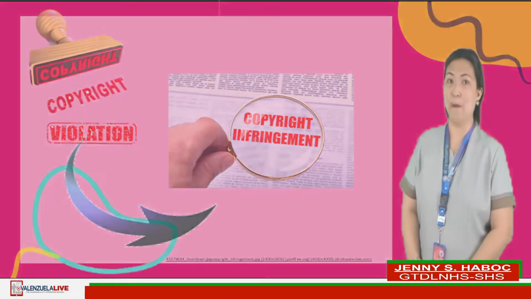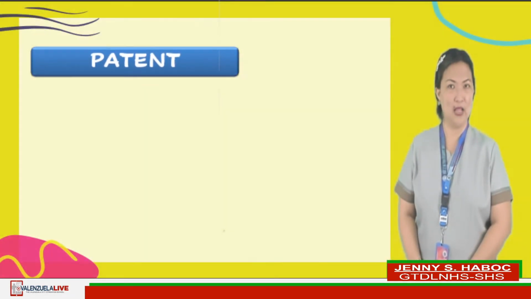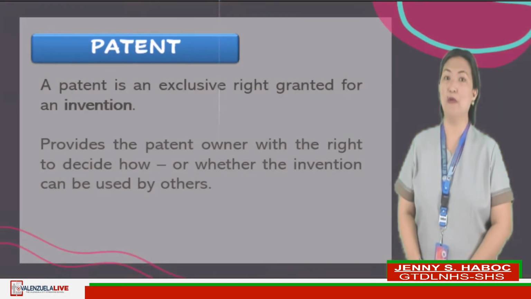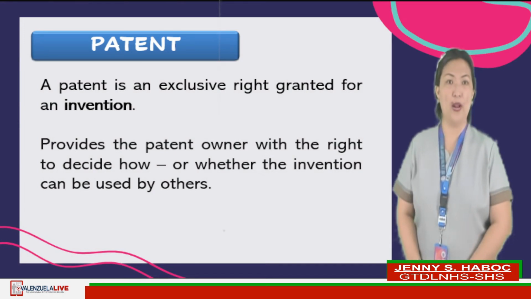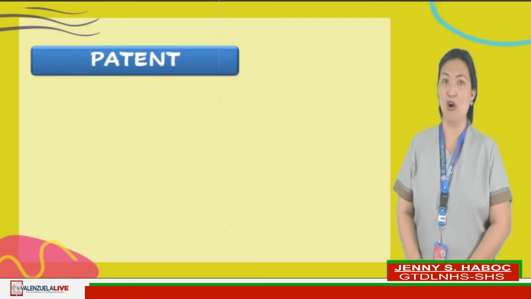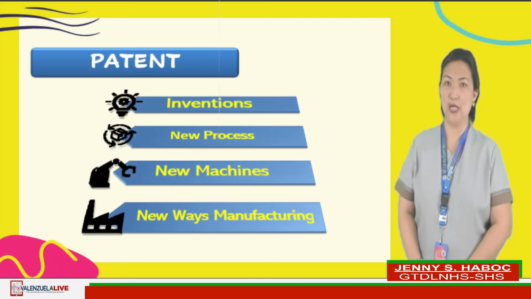Let's go now to the patent. A patent is an exclusive right granted for an invention. It provides the patent owner with the right to decide how or whether the invention can be used by others. Patents cover things like inventions, new processes, new machines, and new ways of manufacturing.